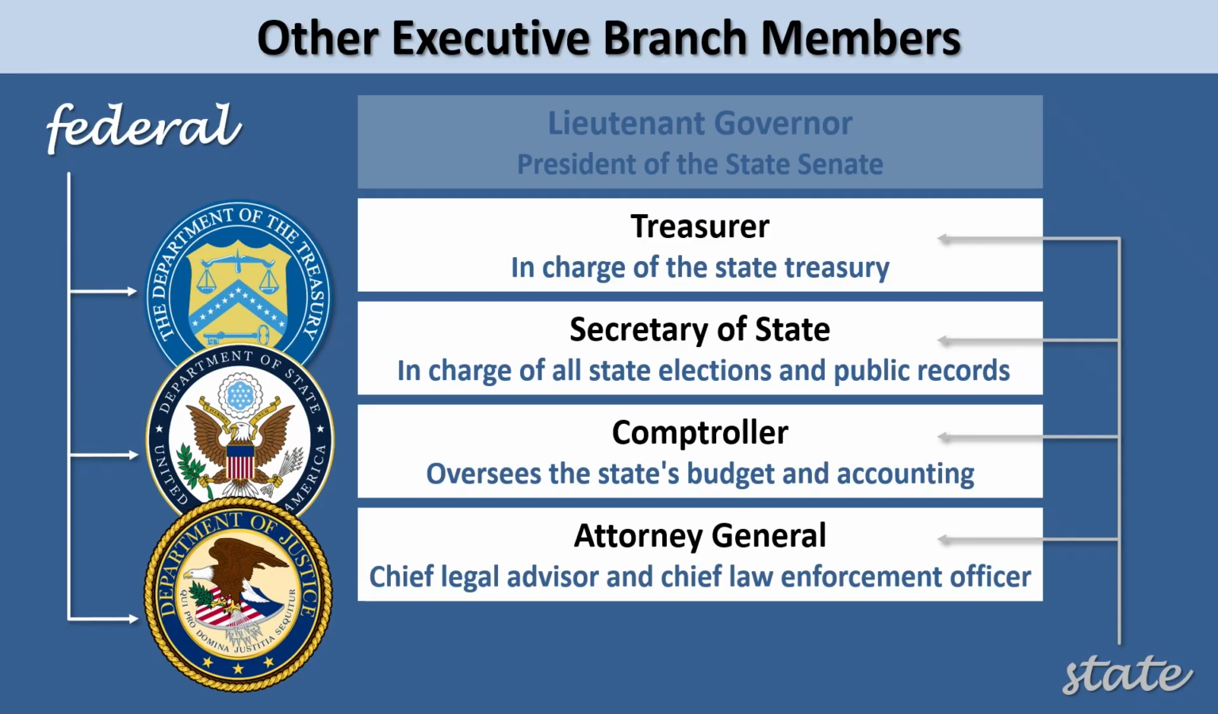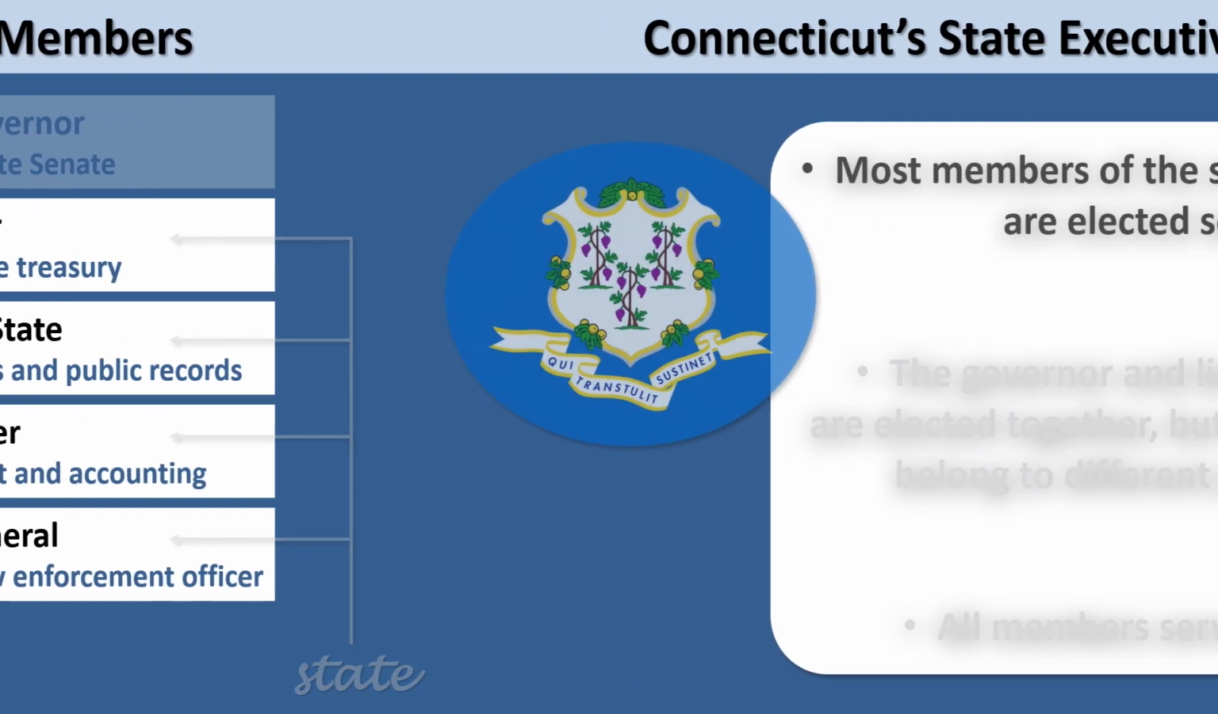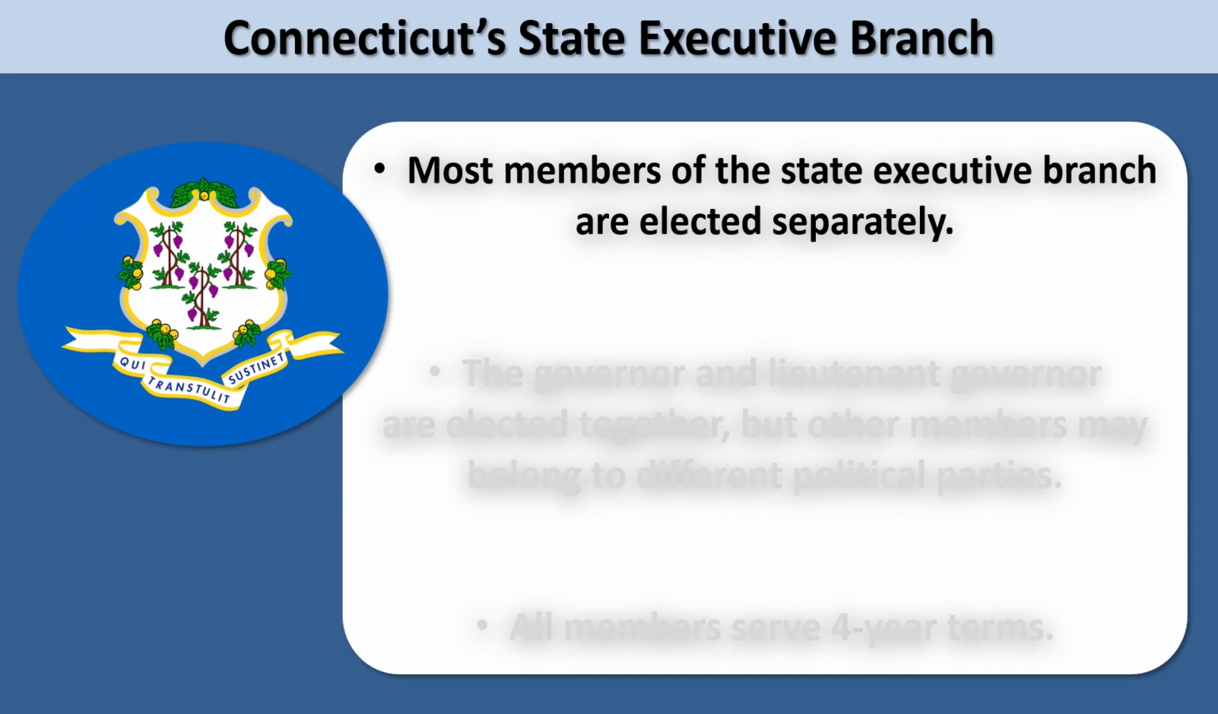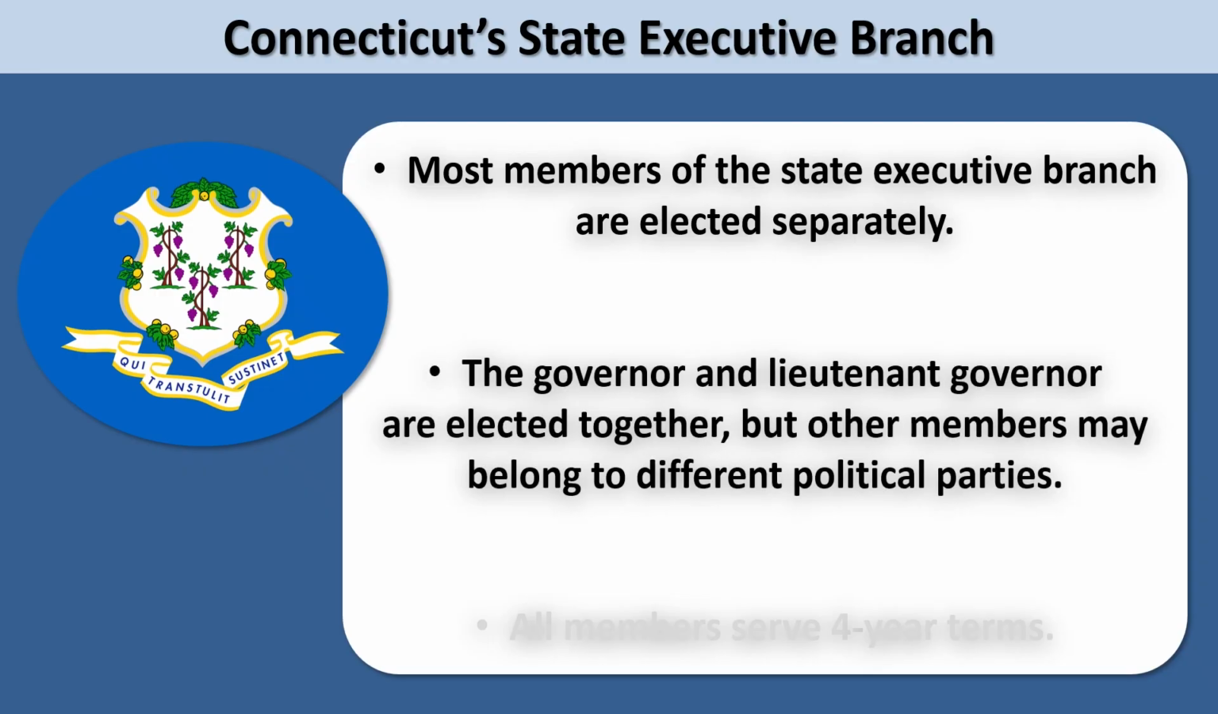Members of the president's cabinet in federal government are appointed by the president and confirmed by the Senate. The comptroller, attorney general, and other members of Connecticut's executive branch, on the other hand, are separately elected by Connecticut residents at the same time that people vote for governor. This means that while the governor and lieutenant governor will always belong to the same political party, other members of Connecticut's executive branch may sometimes belong to different political parties. In Connecticut, all members of the state executive branch serve 4-year terms.